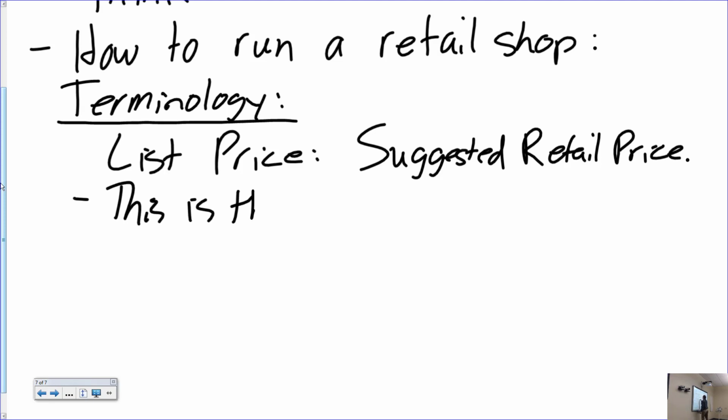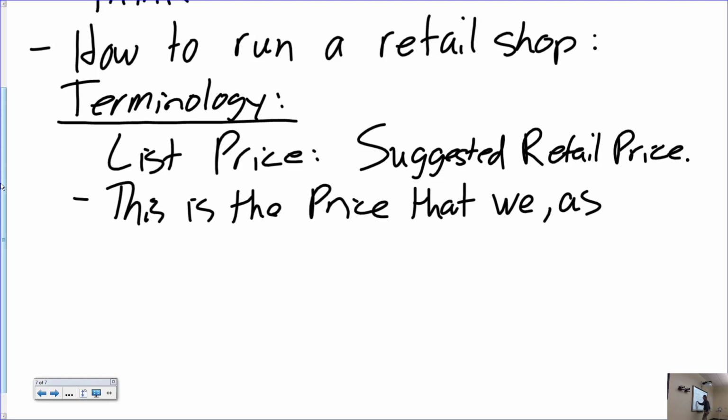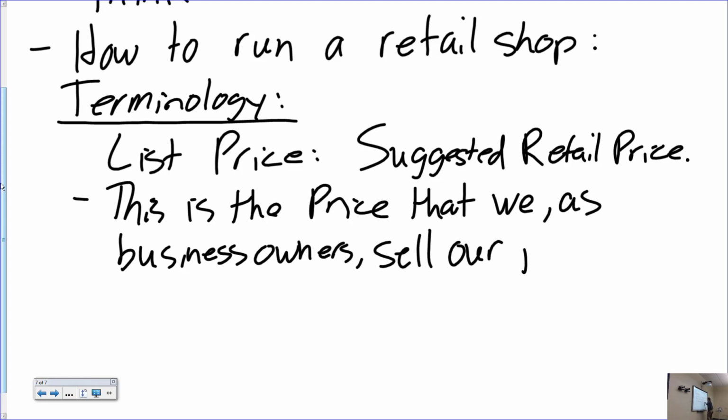So list price is what you sell your items for. This is the price that we, as business owners, sell our product for. Okay? So the list price is what we are selling at, and it's really dictated by the supplier, not necessarily by us in the retail shop business. Okay? Someone else is doing the research to determine what should you try and sell this for. All right?